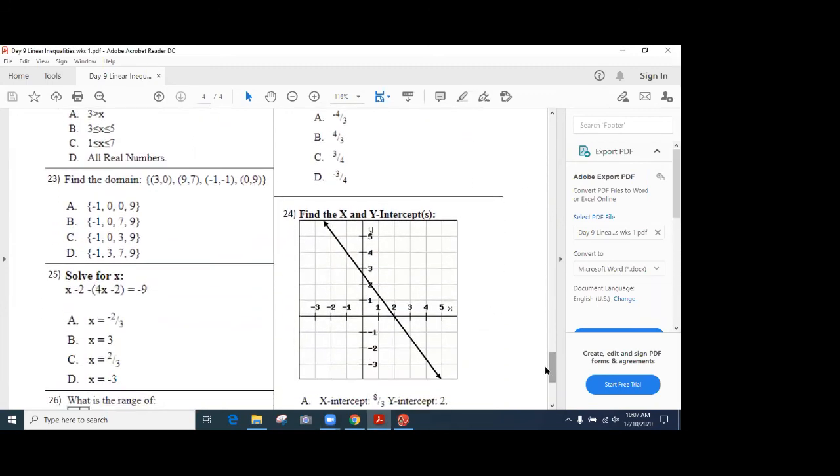All right, 23. What's our keyword right there? Domain. And what is domain again? X's. So we're only looking for the X's. I'm going to underline them all.